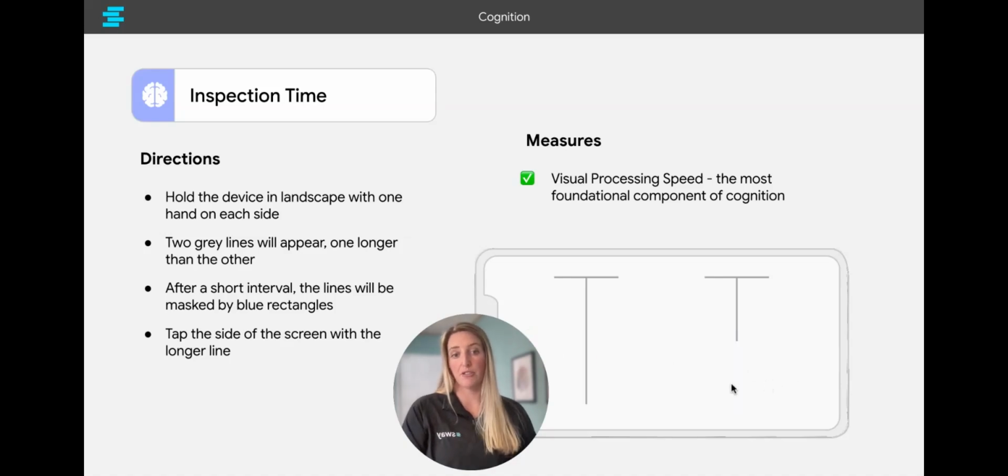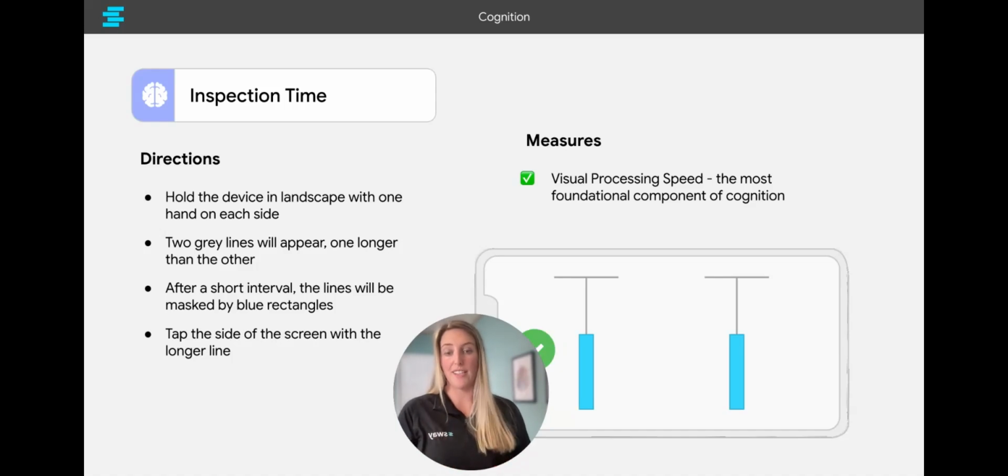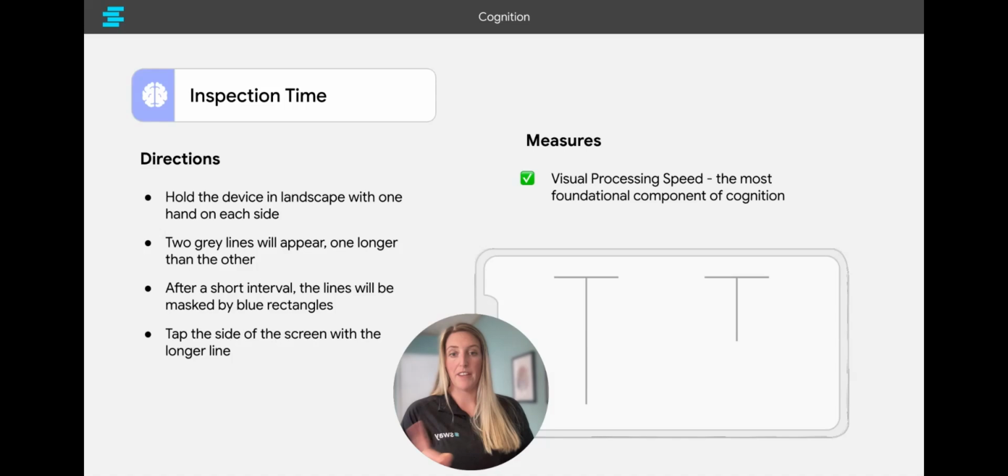Two T's pop up on the screen. One stem is longer than the other, and it gets covered up by a blue rectangle. So this is a measure of visual processing speed, and they're going to tap which T is longer. And this is a hard test. They have to stay focused from an attention standpoint on this test. And if they get it correct, it gets covered up faster. If they get it wrong, it gets covered up a little bit slower. So it's a performance-based test based on how they do each trial.